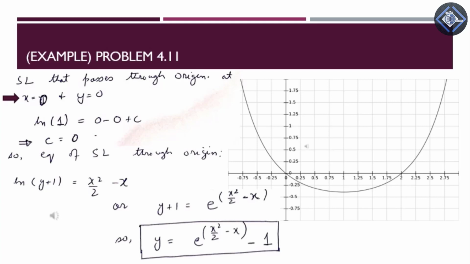We rearrange it, and the final form of the equation, which you can see on your screen as well, is y equal to e raised to the power (x squared over 2 minus x), and then minus 1. This streamline is also plotted on your screens. You can see that the streamline passes through x equal to 0 and y equal to 0, it has a minimum at x equal to 1, and then it passes through x equal to 2 and y equal to 0.